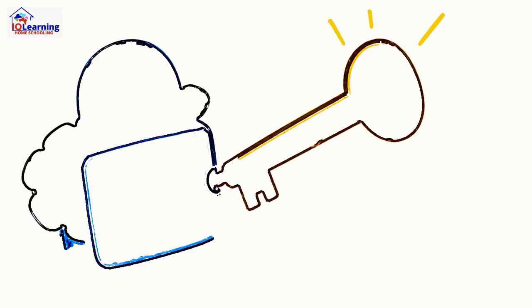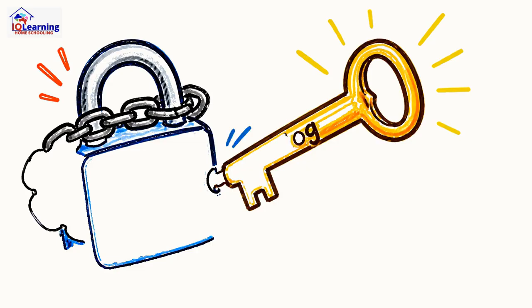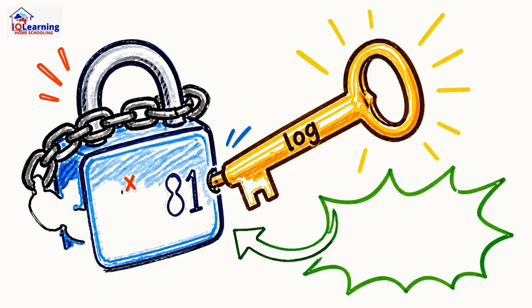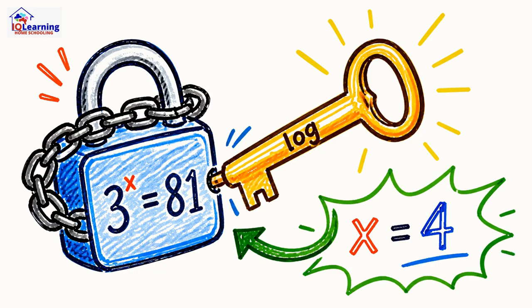Have you ever tried to solve for x when it's stuck up in an exponent, like 3 to the power of x equals 81? Basic algebra can't rescue it. To break that variable out, you need a special key. That key is the logarithm.